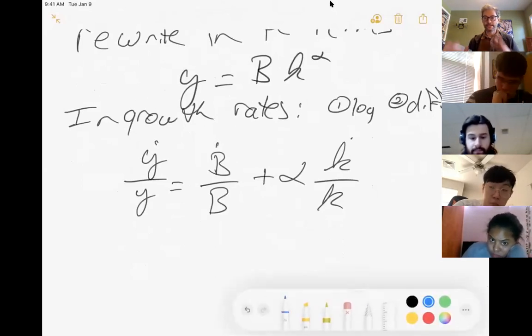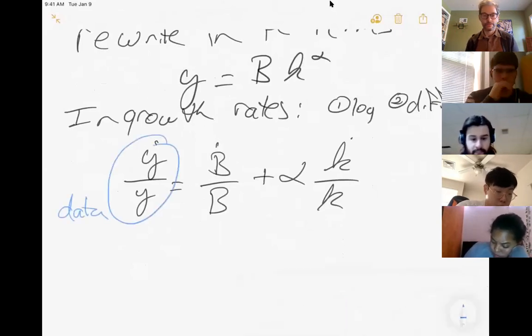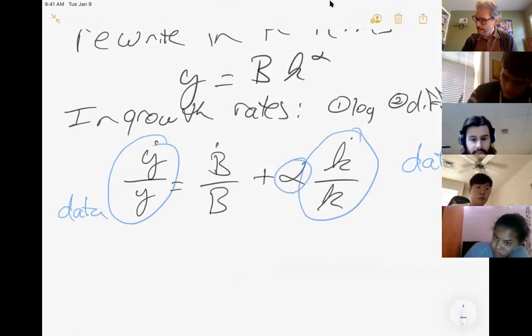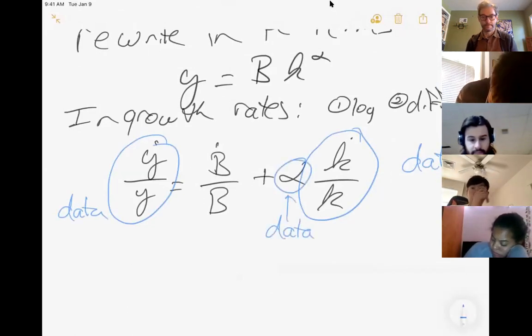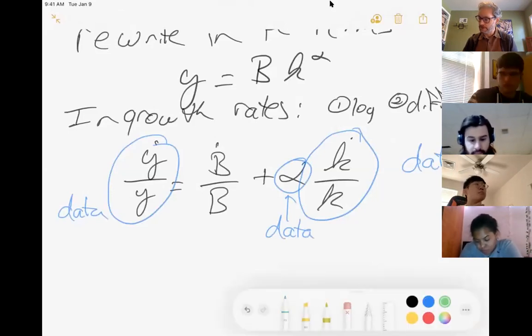Okay, Solow says, here's what we can do. We have data on this. We actually have data on capital. We have data on alpha. What don't we have data on? Productivity. We can't observe this directly. We can't observe total factor productivity. But here's the good news.